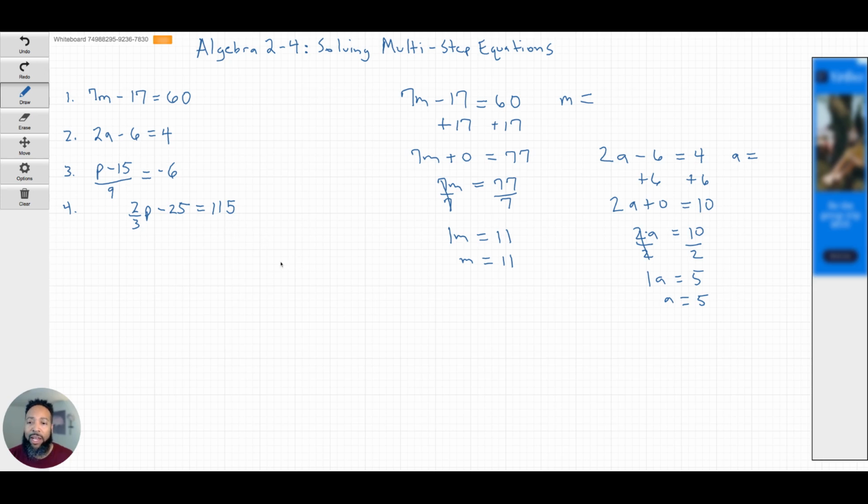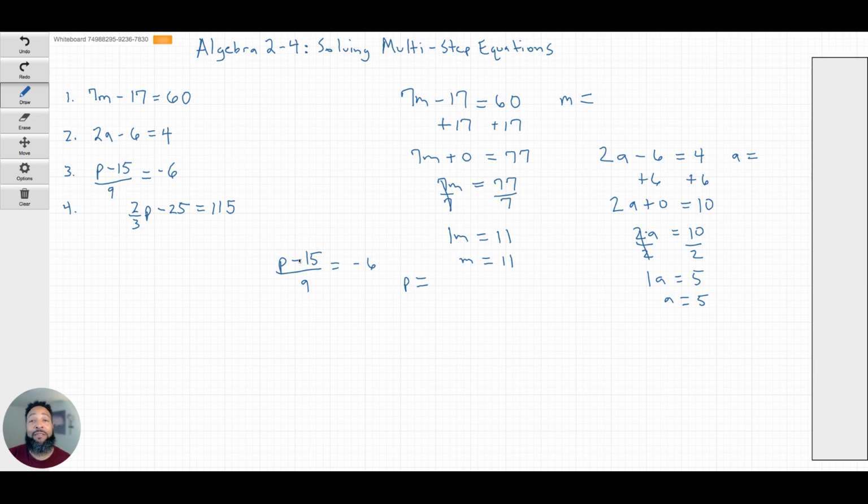We're going to have our next problem, which is p minus 15 over 9 equals -6. So again, don't get intimidated by this. I know it looks like a lot, but we're going to just break it down step by step. Remember, we want our equation to say p equals. So in this instance, this minus 15 is attached to the p. And so we'll save that for last, but then it's divided by a 9.